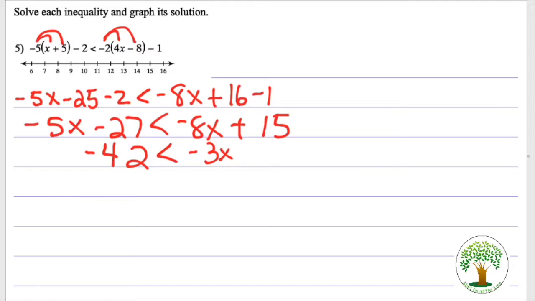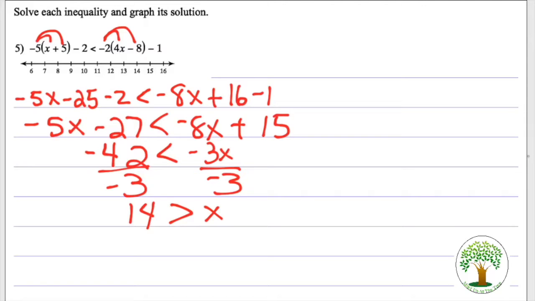Now we're going to divide this by a negative 3. When we divide by a negative, an alarm should be going off, ding, ding, ding, because we're dividing by a negative. When we divide by a negative, we must flip the inequality around. We have an x on that side, and negative 42 divided by negative 3 is positive 14.